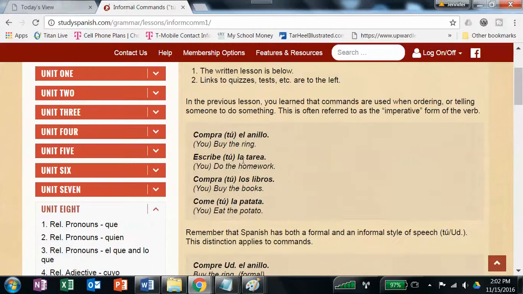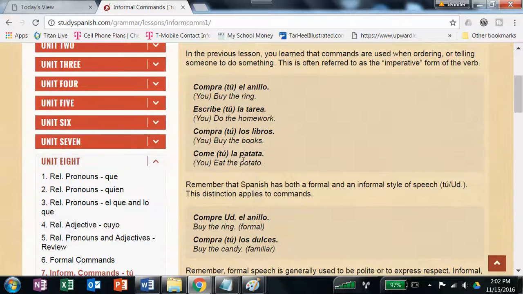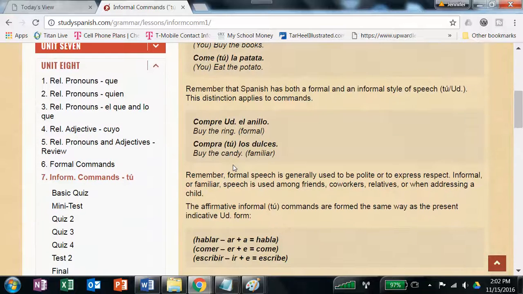Okay, so in the previous lessons, you learned that commands are used when ordering or telling someone what to do. This is often referred to as the imperative form of the verb. So remember, commands could also be called imperatives. So compra tú el anillo, escribe tú la tarea, compra los libros, come la patata. So this is when you're telling people to do things. Again, remember that Spanish has both a formal and informal style of speech, tú and usted. So buy the ring, compre usted, compra los dulces.